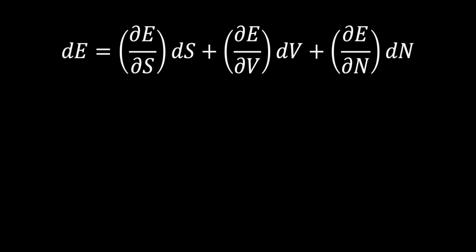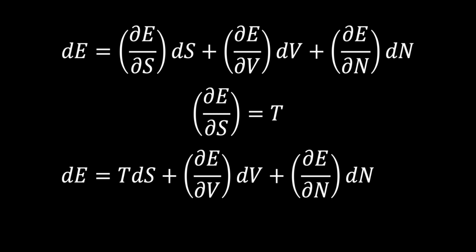Let's start by taking the total differential of energy, a mathematical process that I've covered in a supplemental video on derivatives. If we do this, the total differential of energy is the partial derivative of energy with respect to entropy multiplied by dS, plus the partial derivative of energy with respect to volume multiplied by dV, plus the partial derivative of energy with respect to N multiplied by dN. In our last video, we derived a definition of the partial derivative of energy with respect to entropy, the temperature of the system. With this in mind, perhaps there is a simple definition for the other partial derivatives.